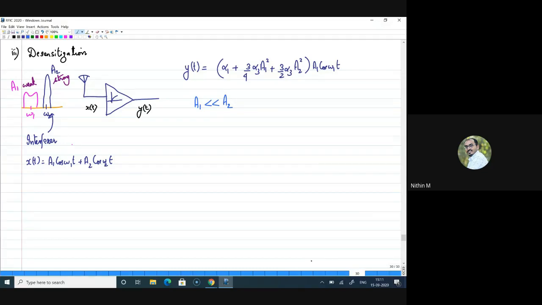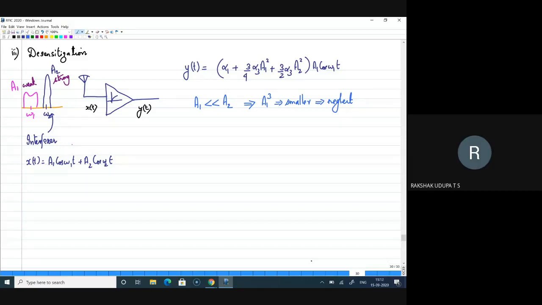If a1 is small with respect to a2, then I can do one thing here. If I take a1 inside, I have the terms alpha 1 a1, then 3 by 4 alpha 3 a1 cube and 3 by 2 alpha 3 a2 square into a1. So if a1 is very small, a1 cube will be even smaller, and I'll just neglect this term because a1 cube is very small. Are you guys with me? Can I get a response in the chat box? All right, thank you.